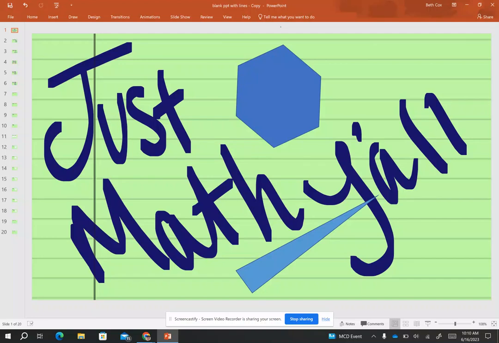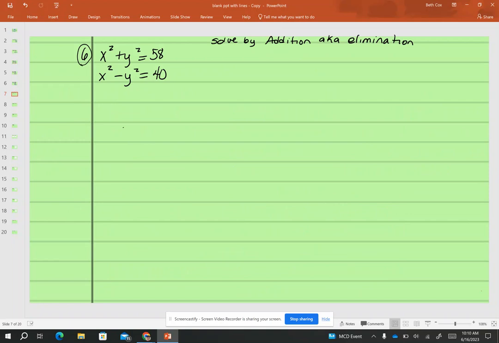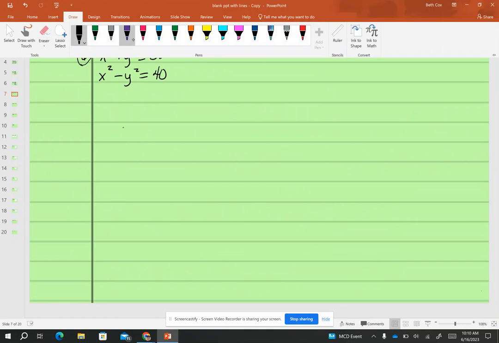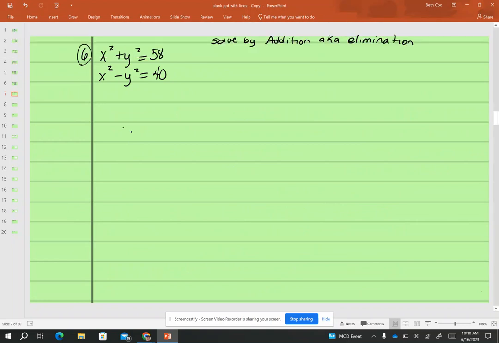We're going to work on some more of these practice test problems. Here we go. This is number 6. We're going to do elimination, also known as addition. We're going to solve this using the addition method. We're going to try to eliminate one of the variables. If I look right there, if I add those two together, they're going to eliminate. So that's what I'm going to do. I'm going to add the equations together.